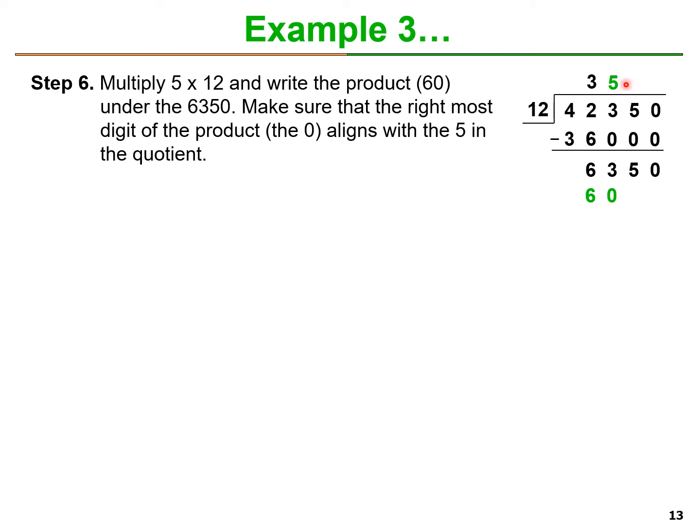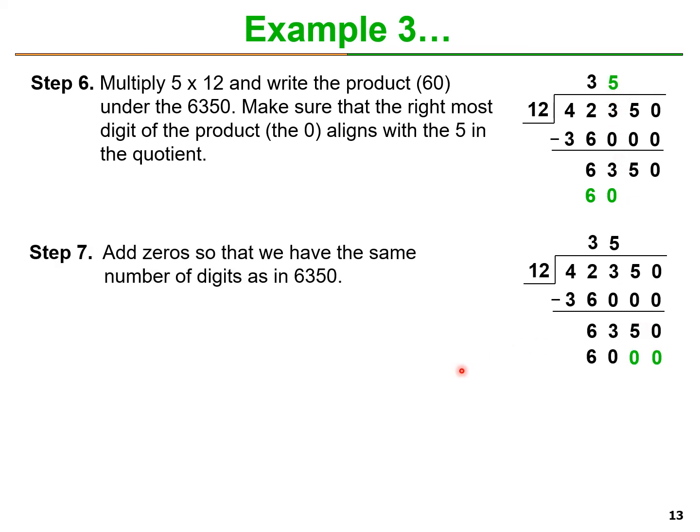And we put the product under the 6350. And make sure that the rightmost digit of the product, 60, the rightmost digit of 60 is 0. We make sure that the 0 aligns with the 5 in the quotient because we're dealing with this column here.